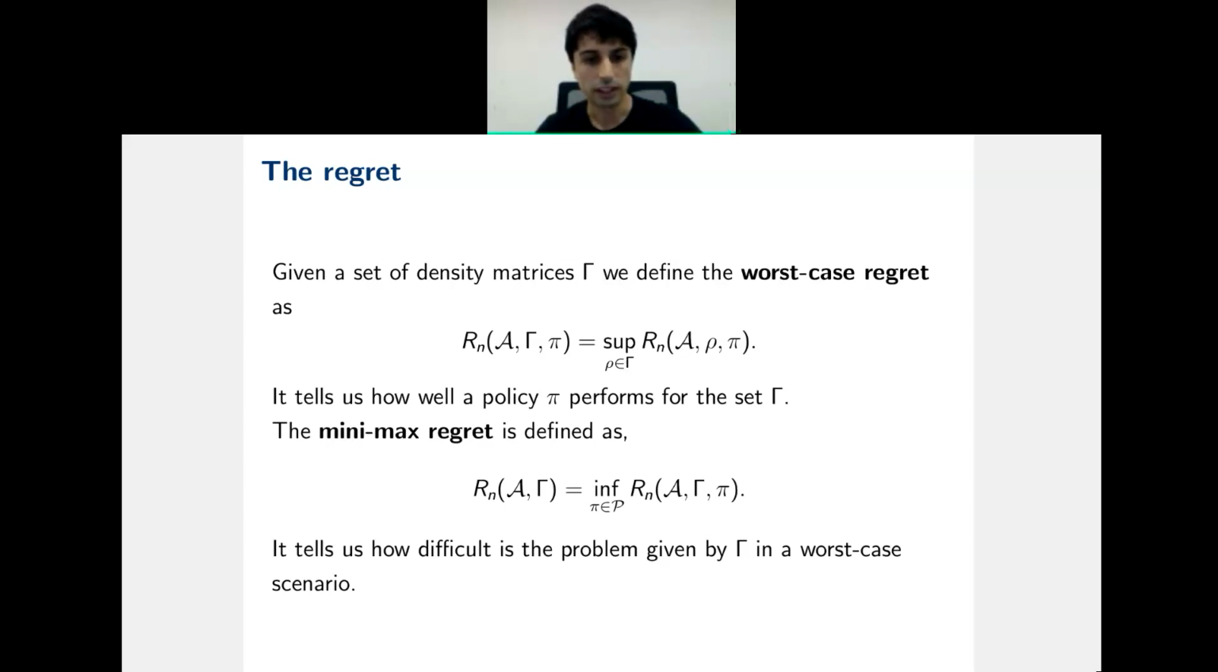Then the minimax regret is defined as the best that a policy can achieve over all these worst case regrets. So it's a minimization of the worst case regret over all sets of policies, or all sets of strategies. The minimax regret tells how difficult the problem given by a set of environments is in a worst case scenario.